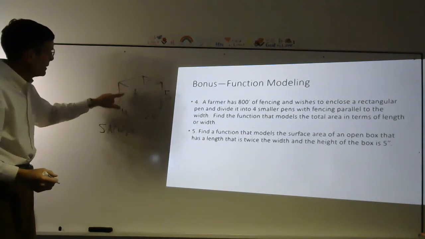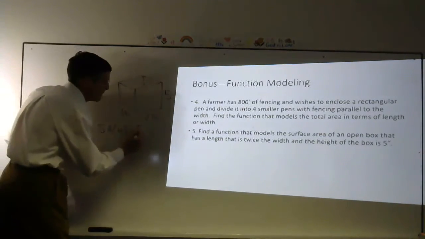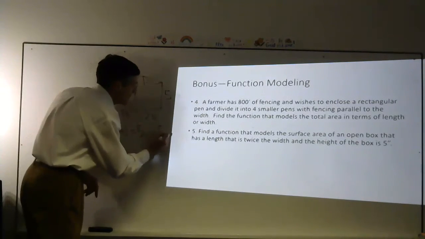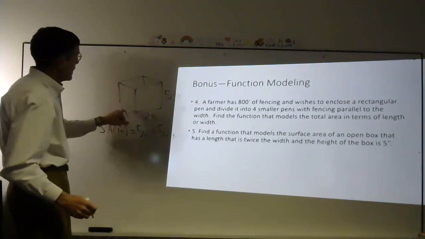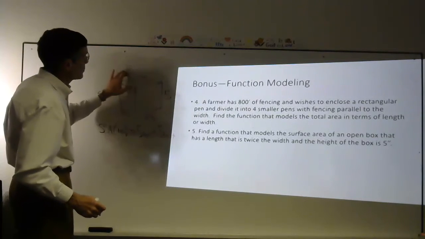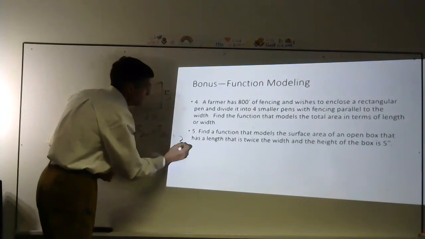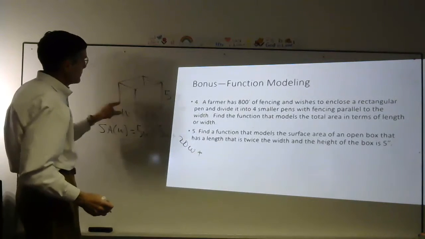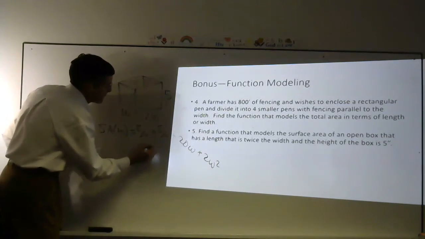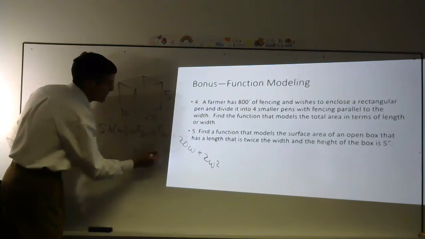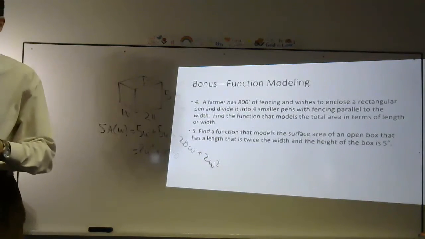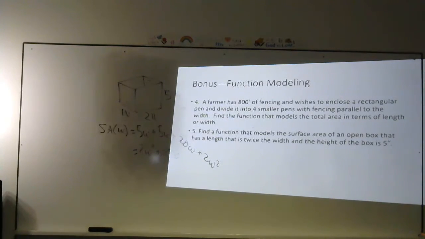So this space right here would be W times 5, which is 5W. And isn't the 1 over there on that side also 5W? And then I have this space here, length times width is 10W, and there's 1 over here, 10W. So that's 20W. And then I have the bottom, W times 2W is 2W squared. You could consolidate that to 2W squared plus 30W. Okay? That is called functional modeling.